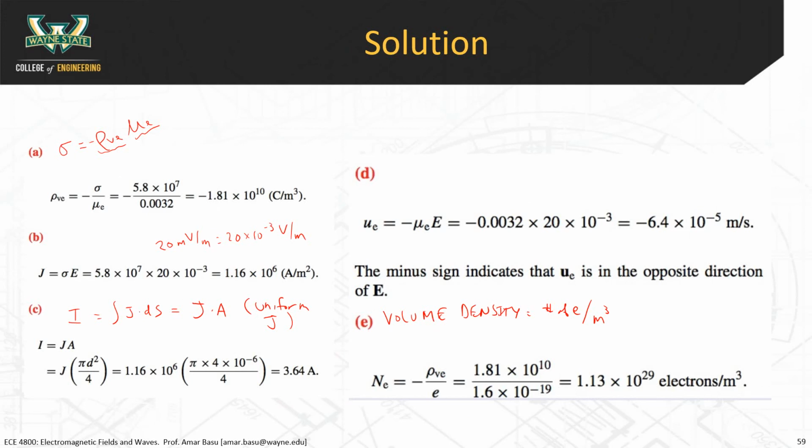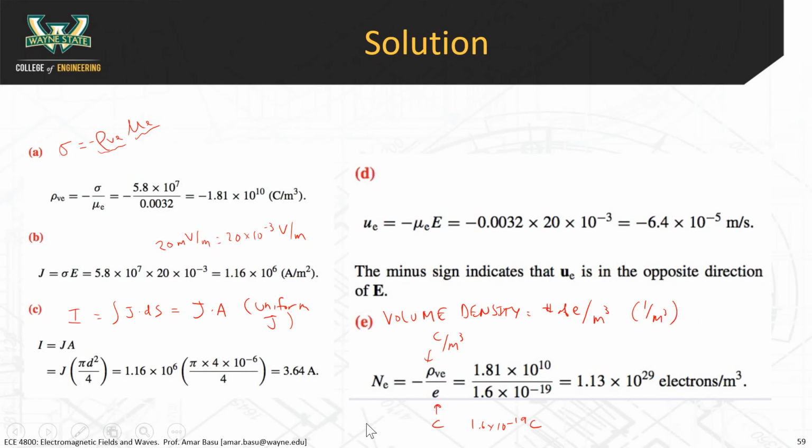It's the number of electrons per meter cubed. So the way that you figure out number per meter cubed is you take rho VE and you divide it by E. This should make sense because rho VE is coulombs per meter cubed, and E is the number of coulombs for a single electron, E is equal to 1.6 times 10 to the negative 19 coulombs. Take coulombs per meter cubed, divide by coulombs, and you get 1 over meter cubed. That's the units for volume density: number of electrons per meter cubed.